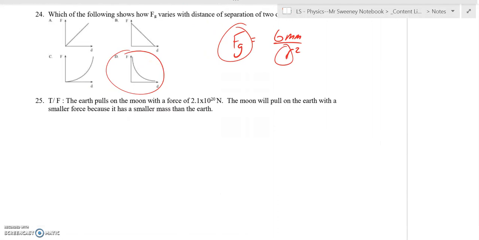Number 25. The Earth pulls on the Moon with a force of 2.1 times 10 to the 20th newtons. The Moon will pull on the Earth with a smaller force because it has a smaller mass than the Earth. This is false. They pull on each other with the exact same amount of force. It's just that the Moon's mass is so much less than the Earth's, we don't notice the Earth moving towards the Moon. We notice the Moon orbiting the Earth. We do feel the effects of the Moon's gravitational pull on the Earth. We see it in the tides.